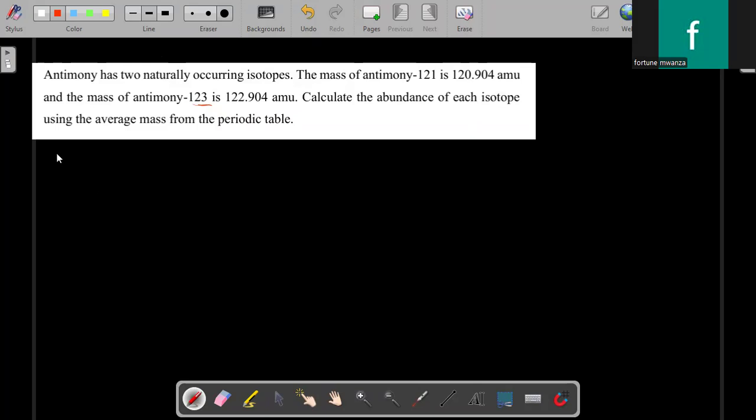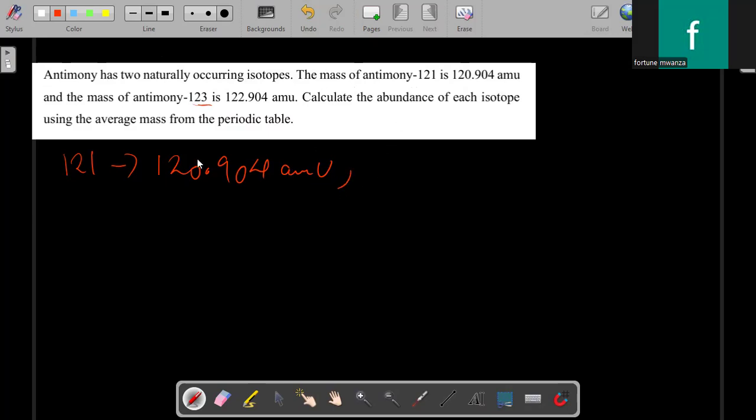So in this video, I'm going to solve a question on atomic mass. We have a question which says antimony has two naturally occurring isotopes. The first is antimony 121, with an atomic mass of 120.904 atomic mass units.